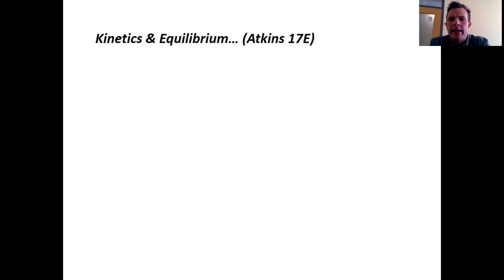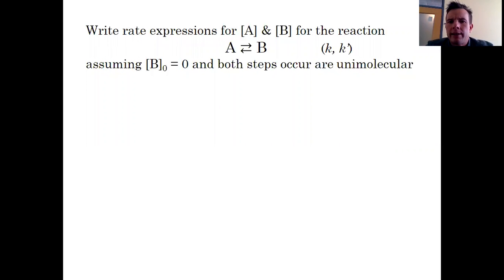One last lecture this semester concerns kinetics and equilibrium. It's described in a couple places throughout Atkins, but most directly in Atkins 17E. I'm hoping to tie some concepts together and complete the circle. Here's the idea, and you don't actually have to do this, but just follow along. Imagine some equilibrium with A going to B, which was first order in both directions.